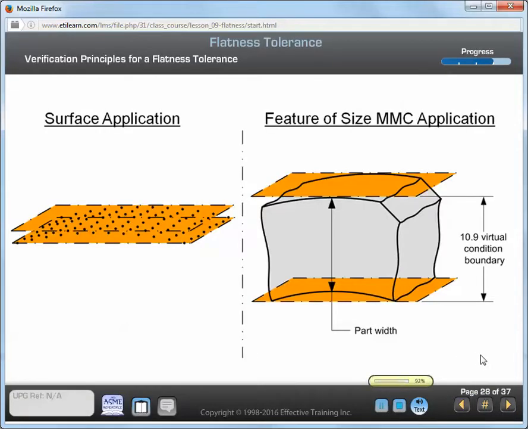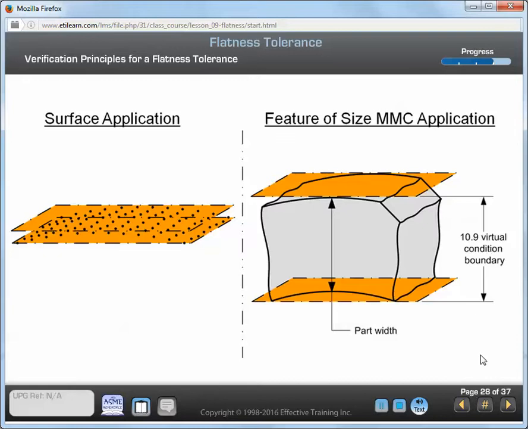Here's a simplified description of the verification principles and methods that you can use to inspect a flatness tolerance applied to a planar surface or a planar feature of size at MMC. When a flatness tolerance is applied to a planar surface, you measure the flatness deviation by finding the distance between two parallel planes that just contain all of the points of the surface. Your inspection method must be able to collect a set of points. Since a flatness tolerance is not related to any datums, care must be taken that the location or orientation of the toleranced feature does not affect the measurement.